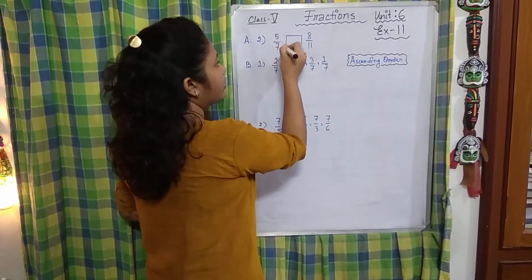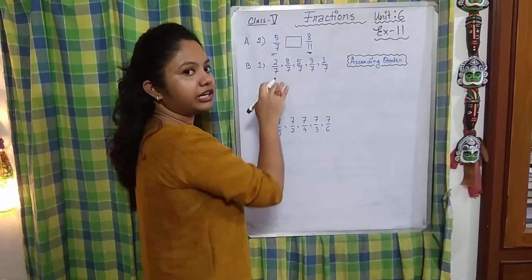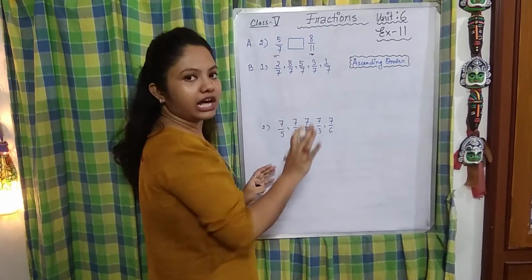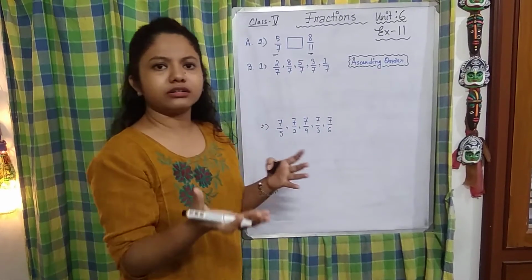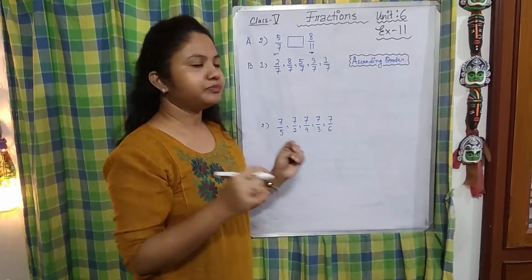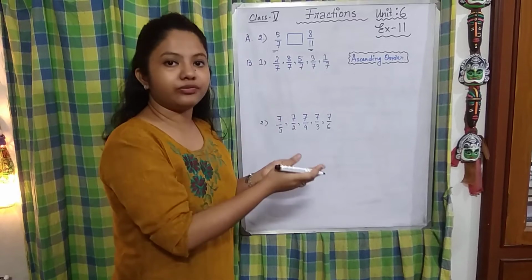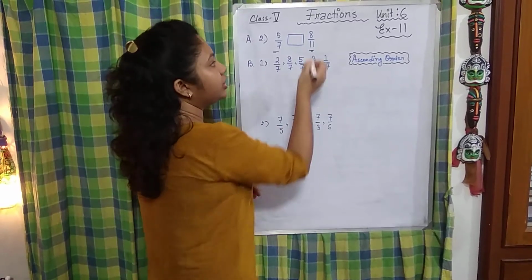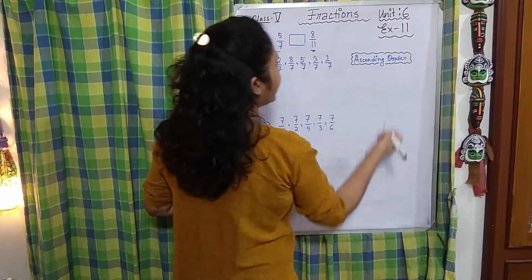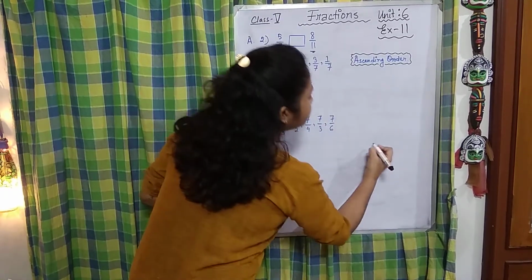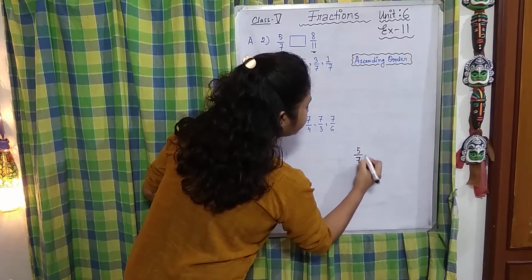Now for finding this out, when the numerator and the denominator are different, we cannot compare the different fractions, right? So for that we have to make them equivalent, so that the denominators become equal. For doing so, we have to follow the procedure. Please follow it.